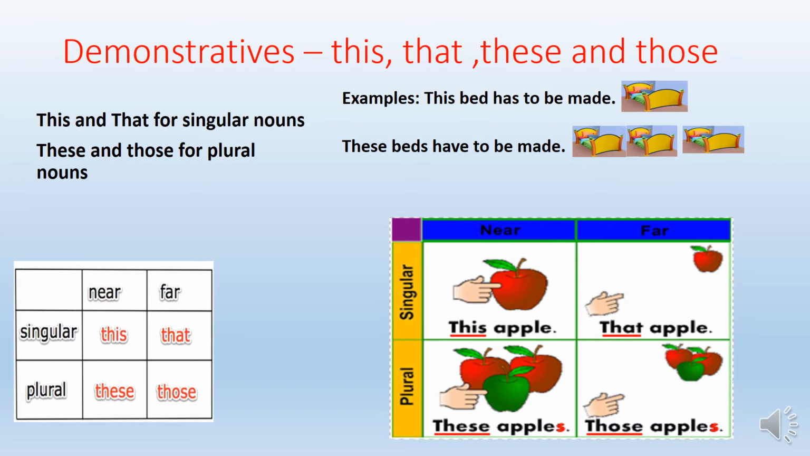Similarly, we use that and those for nouns that are far from us, like that apple, those apples. We use that for singular nouns and those for plural nouns that are far from us. So demonstratives are this, that, these and those. Remember, a demonstrative is a determiner, so you will always find it before the noun.